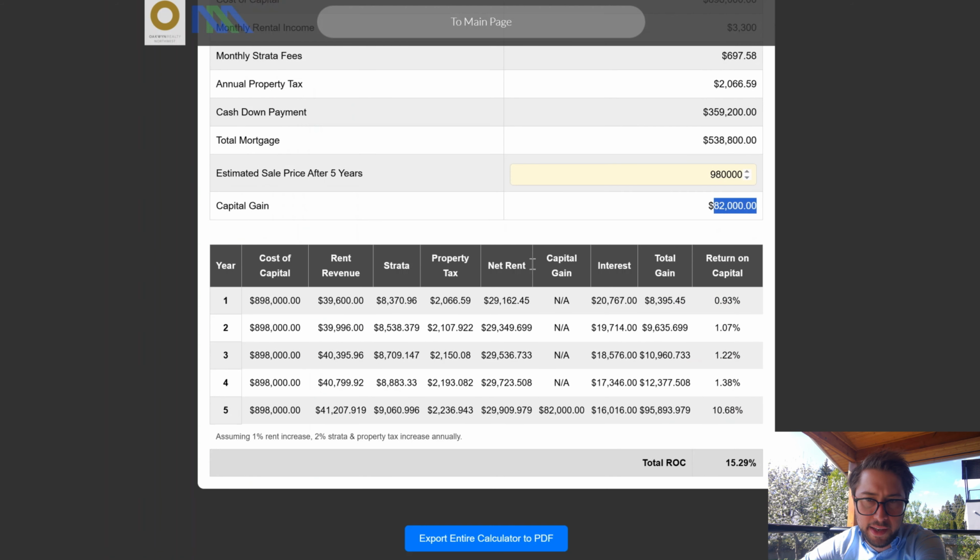So we can see each year our return on capital. That's our cost of capital, what we started with, and then we can see our rent revenue, which is our 3,300 per month if we rent it out. Strata fees, you can see that per year, and property taxes. So we have our net rent, which is rent revenue minus your two fees here. It gives us net rent.